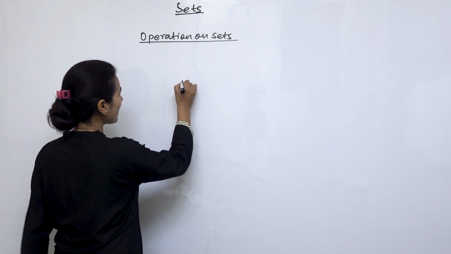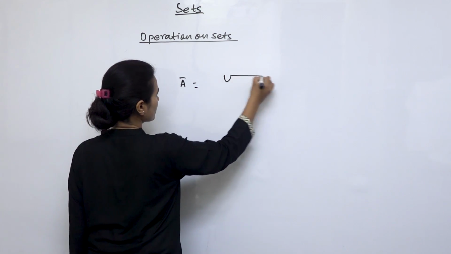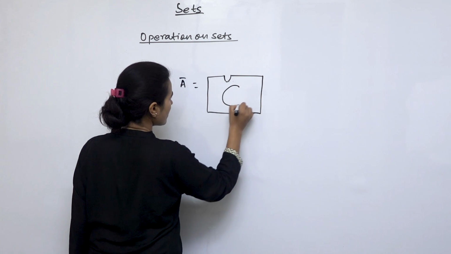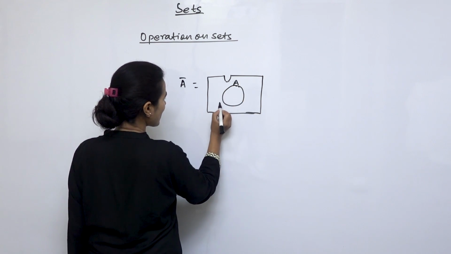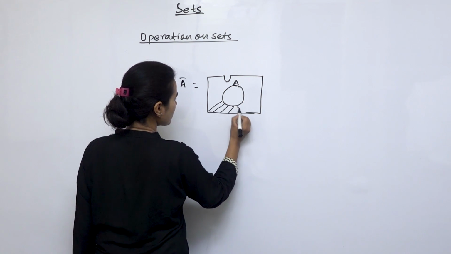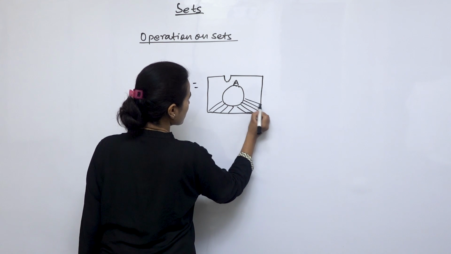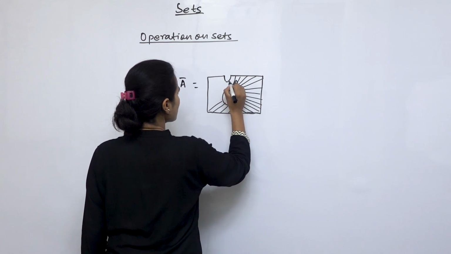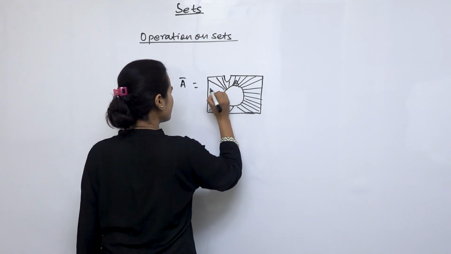The example of A complement is, suppose this is a universal set and here is set A. Complement of A means besides set A, all the members of the universal set. So besides set A, all this shaded region represents A complement.